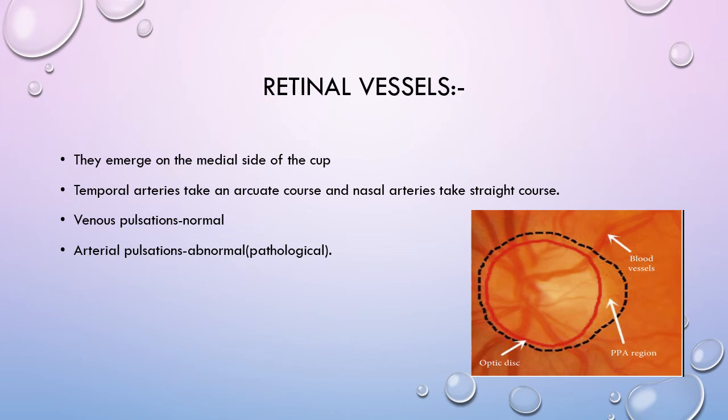Then there is the peripapillary atrophy region. This is also very important to know. There are two zones of atrophy, alpha and beta, which have significance in glaucoma.